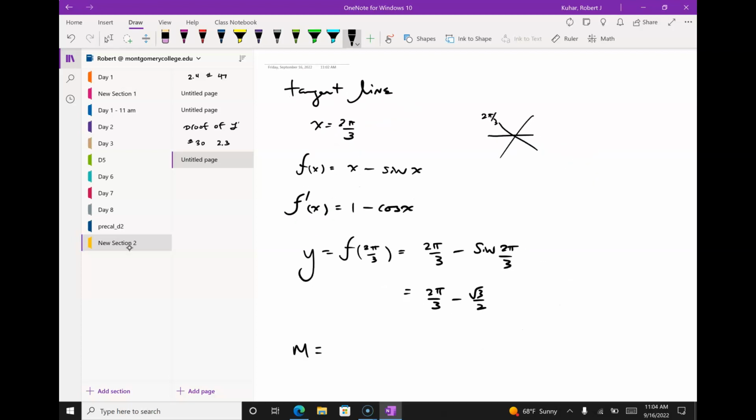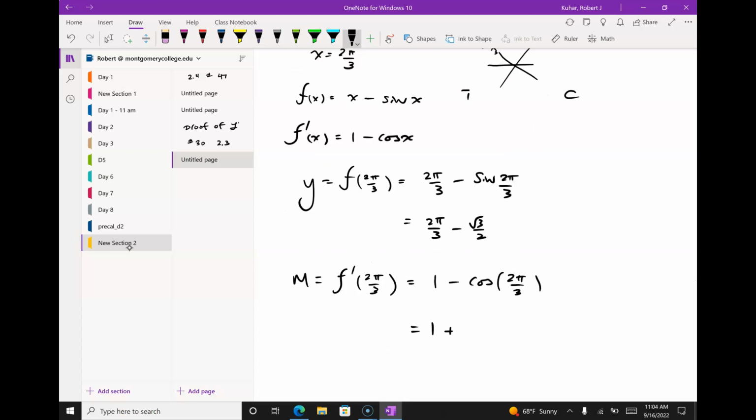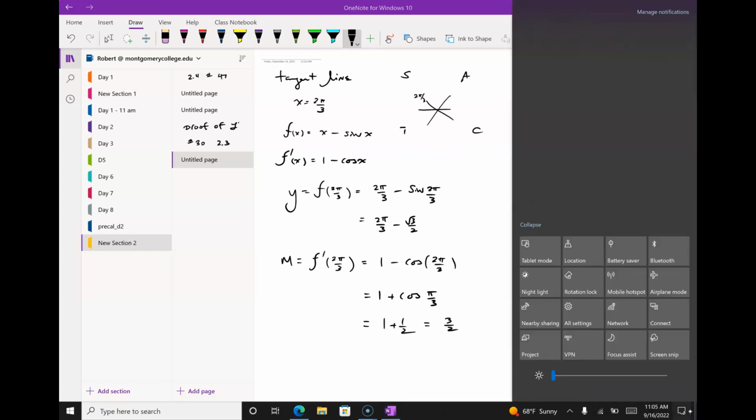So for my slope, I need my f prime of 2 pi over 3. So that is 1 minus cos of 2 pi over 3. Cos in that quadrant is negative, right? Only sine is positive in that quadrant. So cos is going to be negative. So I'm going to have 1 plus the cos of pi over 3. And of course, pi over 3, that's the reference angle, right, is 1/2. How are we doing there? We're okay?